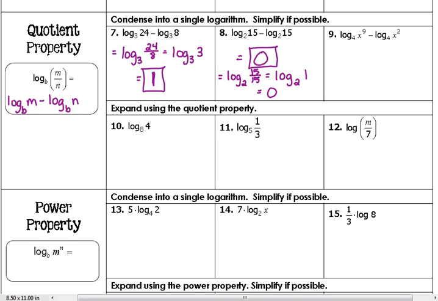Okay, so same answer, whether you catch it at the beginning or whether you go with what we're learning. Number 9, log base 4 of x to the 9th minus log base 4 of x squared. Same base, so we can combine them into a single logarithm. We are subtracting, so we divide x to the 9th over x squared. How do we simplify that? We subtract those exponents, so that is log base 4 of x to the 7th.